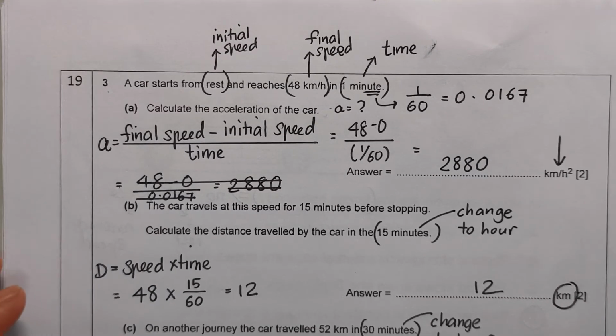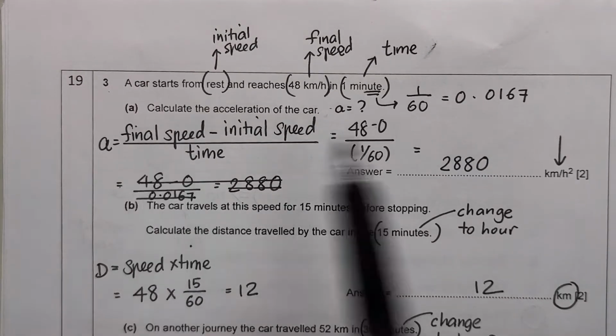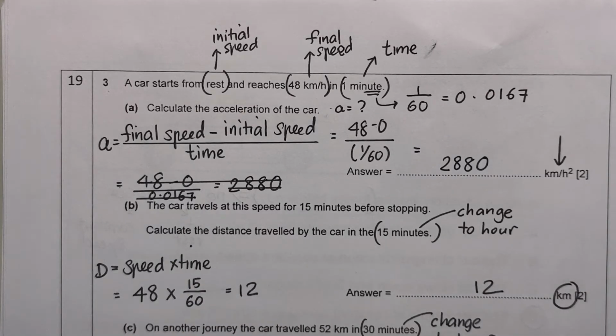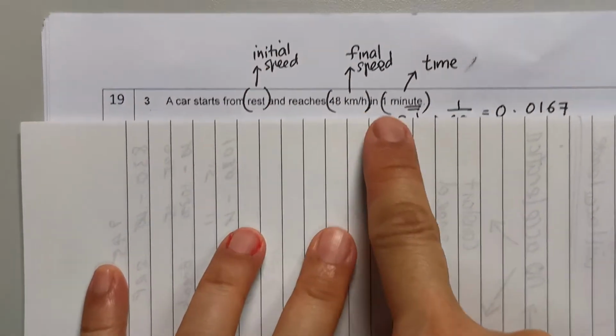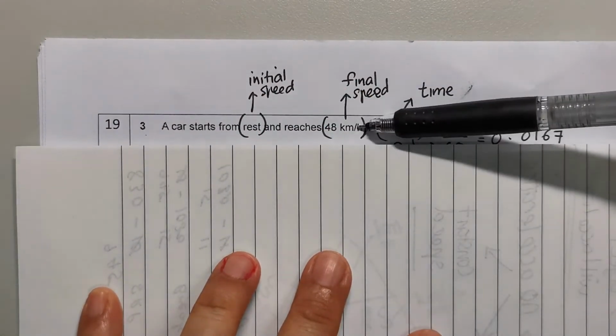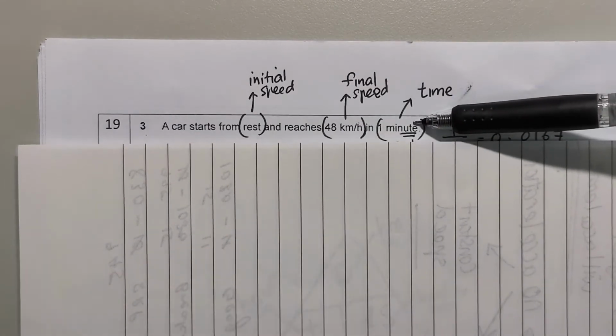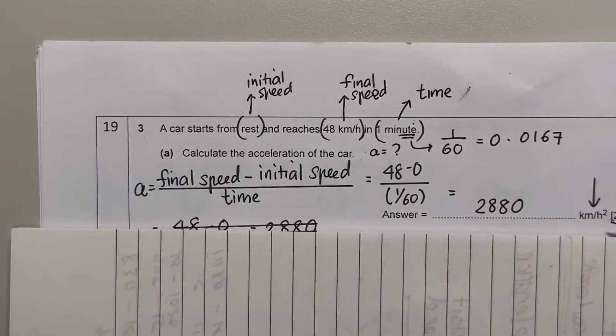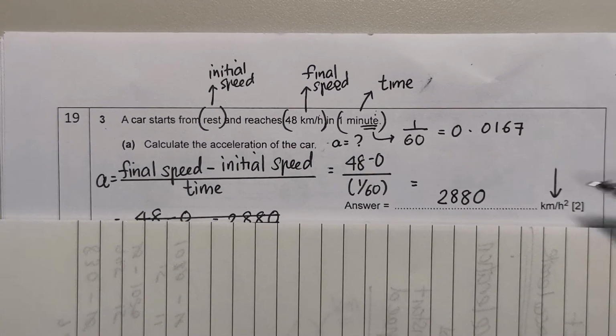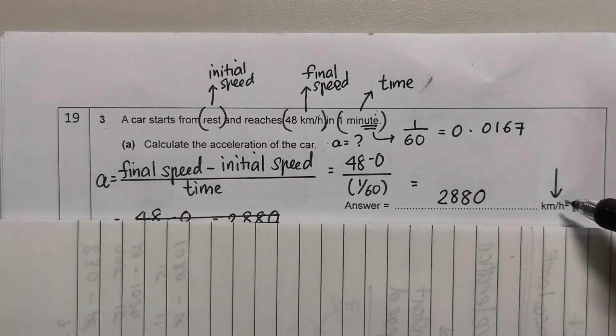Question 19. Sorry, it's a little messy here. The car starts from rest and reaches 48 kilometers per hour in 1 minute. Now this is quite confusing, as the units given are mixed: some in kilometers per hour, some in minutes. So before I go on, I want you to look at what unit the question is asking for.